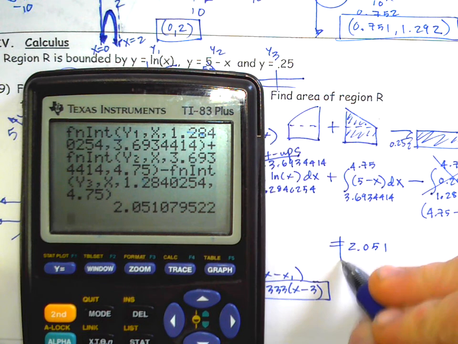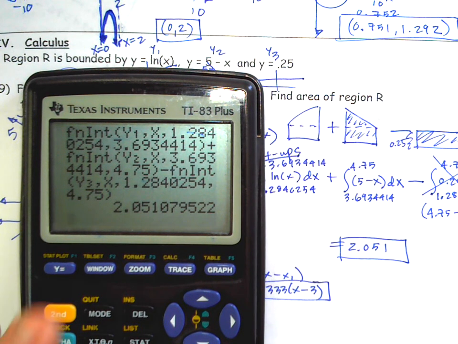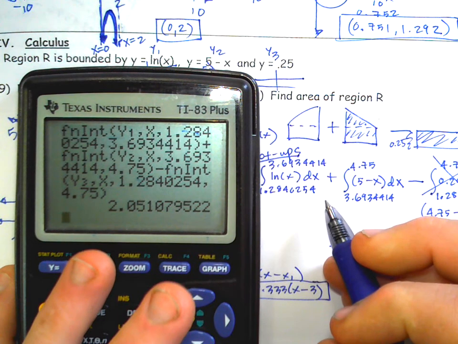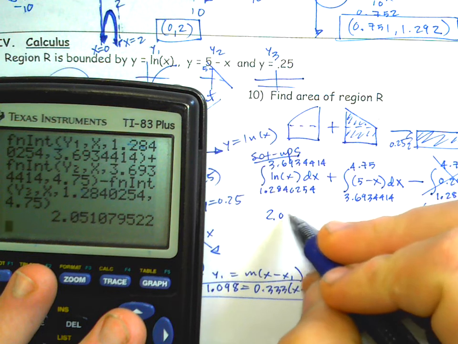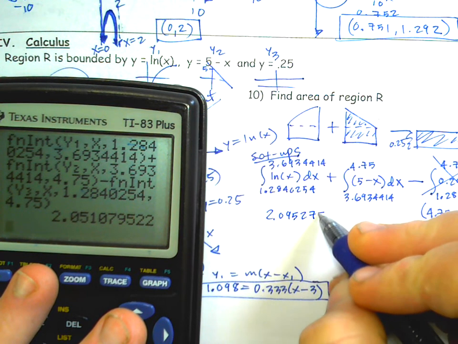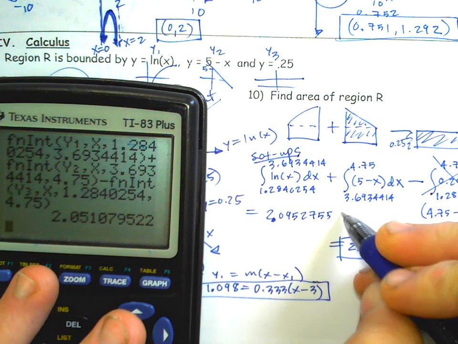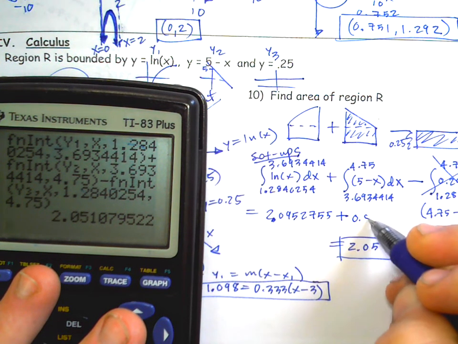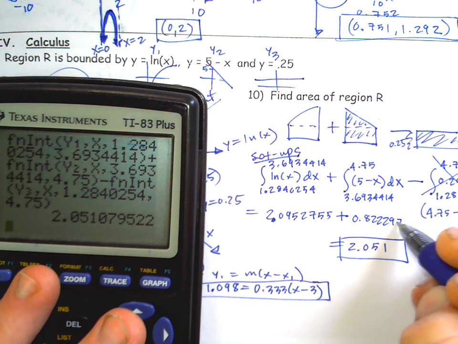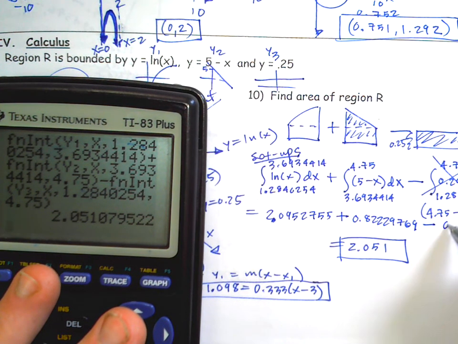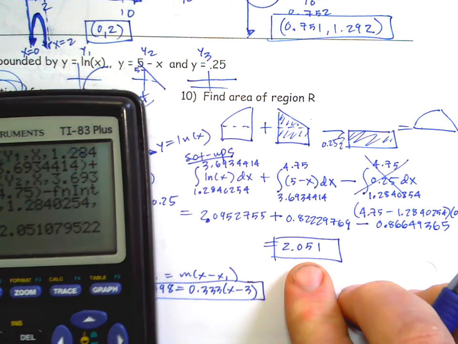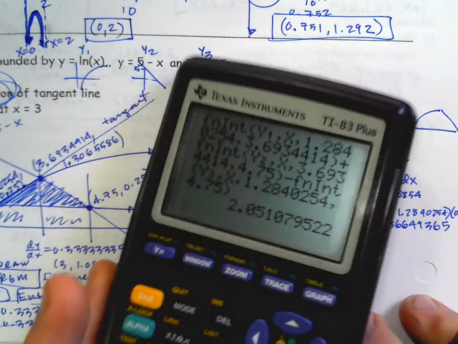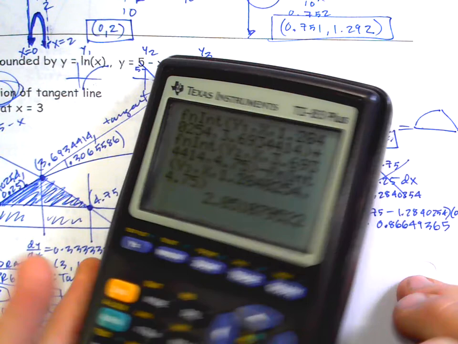2.051. Rounded or truncated comes out the same. Otherwise, you could do each of these areas individually. And I think if you did, you get like 2.0952755. You don't want to round or truncate to 3 decimal places in the middle of your work. And then I think this one would be 0.822299769. The last one would be 0.8664935. And then you have to go to your home screen and type all those in, and then I think you get the same answer. So it's kind of nice to be able to just do it all here on your home screen without having to do them individually.